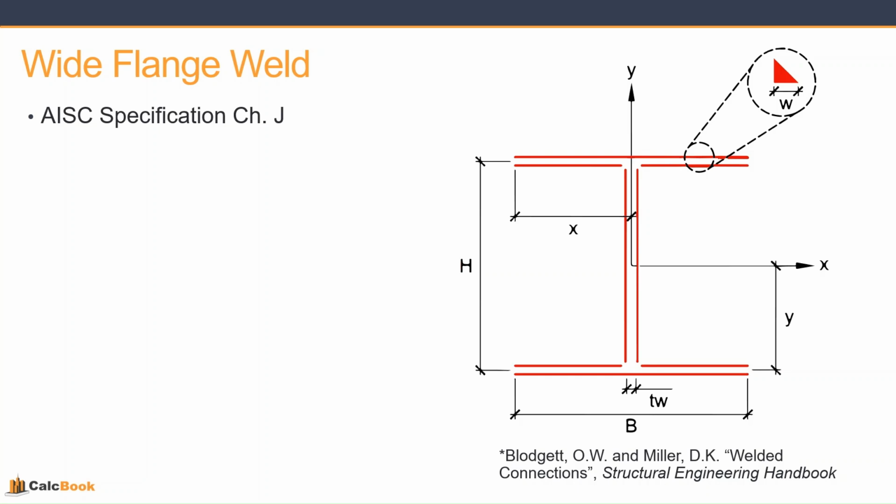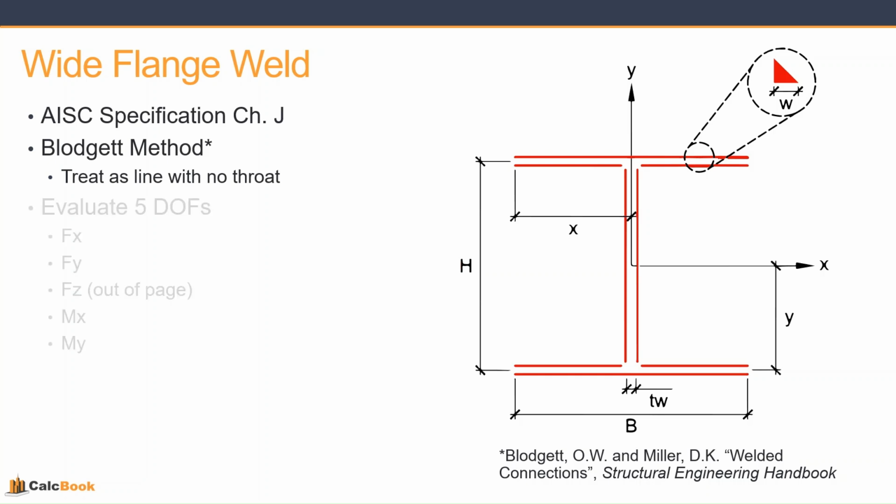So we'll be utilizing AISC Specification Chapter J for our weld capacities. We'll be utilizing the Blodgett method, which basically treats the welds as a line with no throat, and we get a per unit length demand and capacity, and we compare those, and then we determine based on that what the thickness of the weld needs to be.